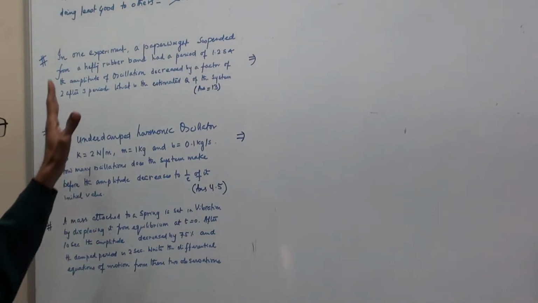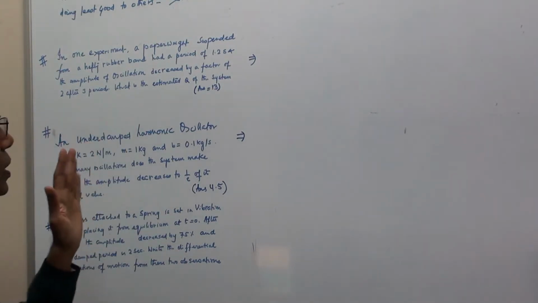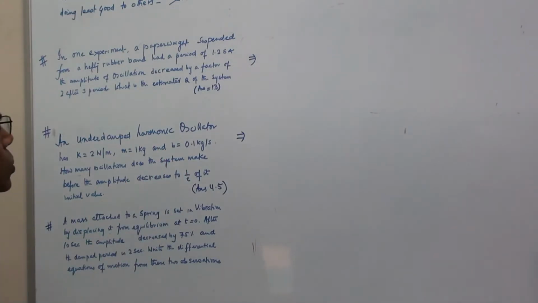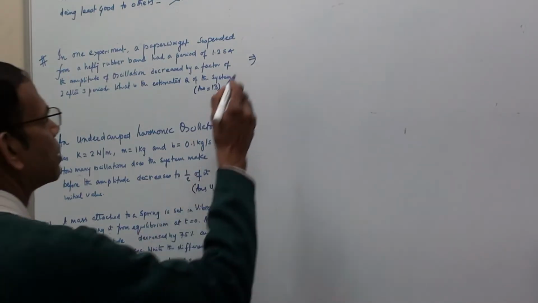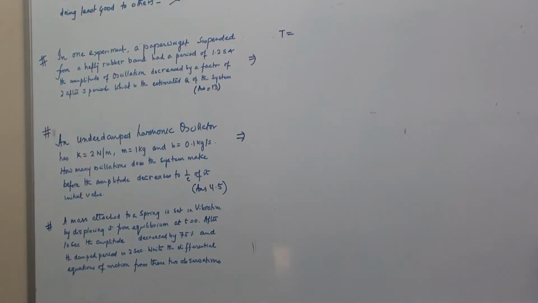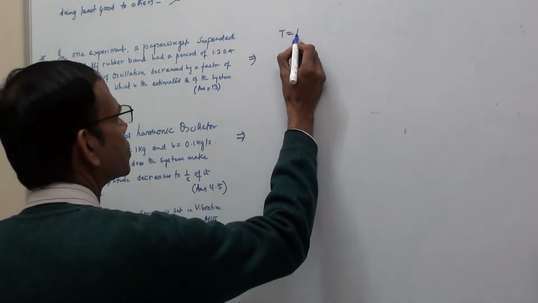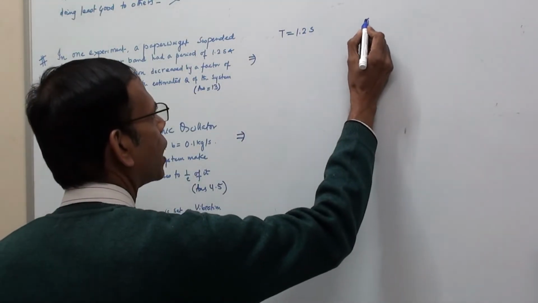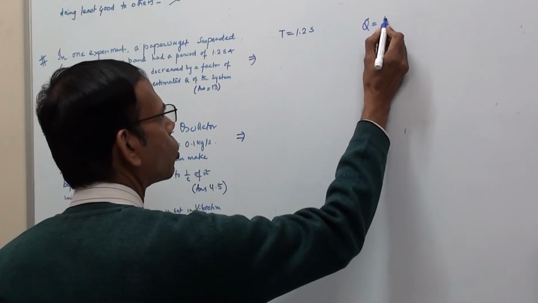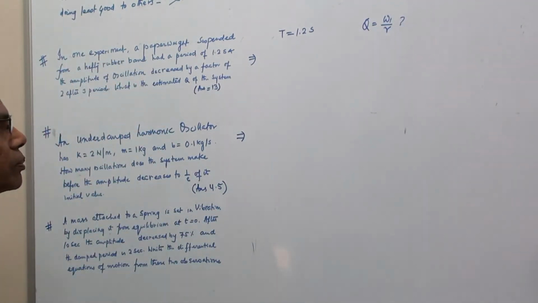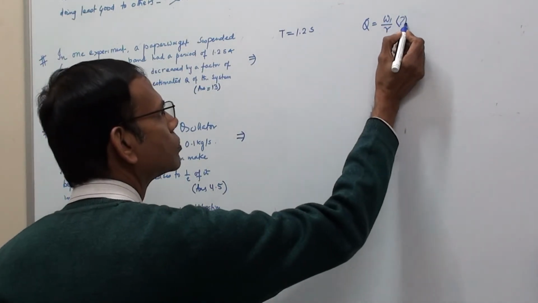Now, in this particular problem, you have to see what is given to you and what is being asked. What is given to us is the time period. Obviously this is the time period of the damped oscillator, 1.2 seconds. And what is being asked is Q, which is omega 1 by gamma. That you have to find out.